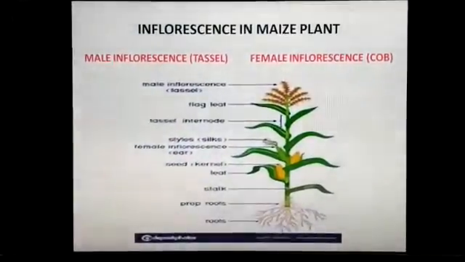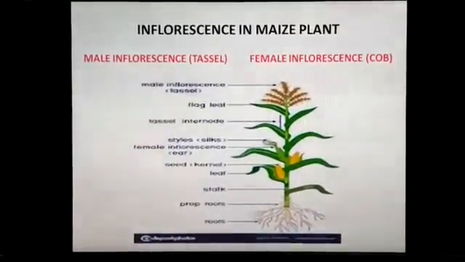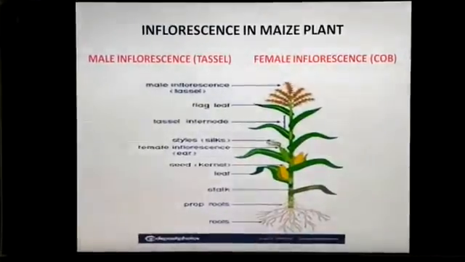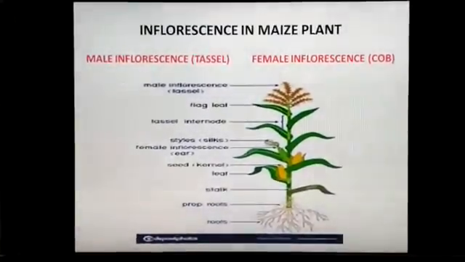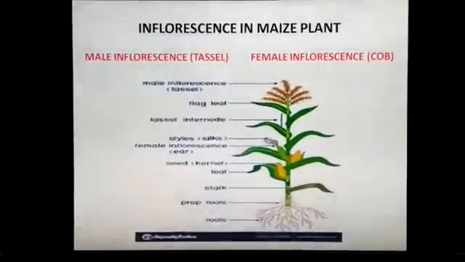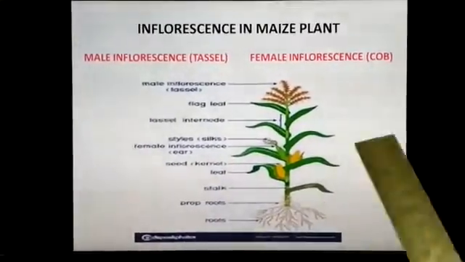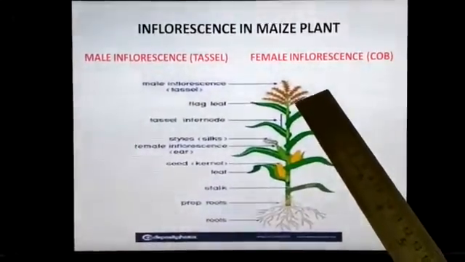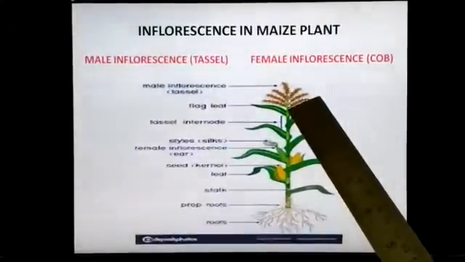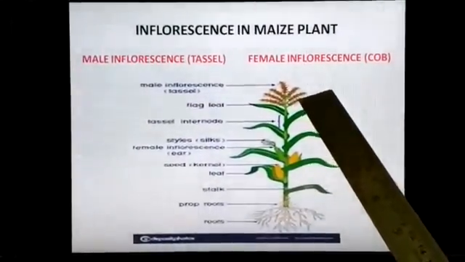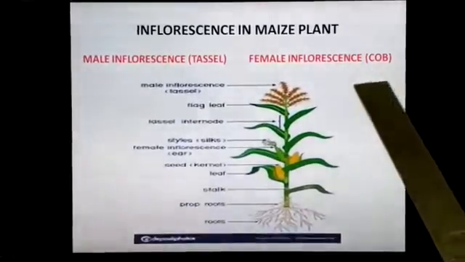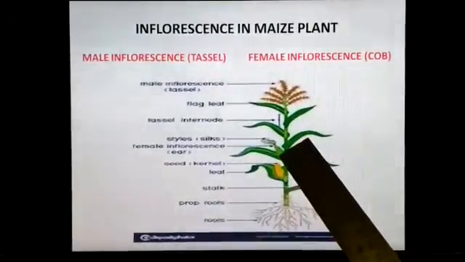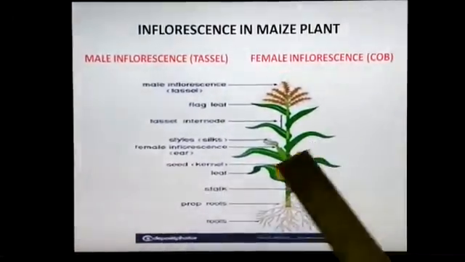And now we come to inflorescence in maize plant. If you remember, we had discussed the sexuality of plants. Maize is a monoecious plant. It means it has male and female flowers growing separately on the same plant. The male inflorescence, called the tassel, is seen growing at the tip of the plant, and the female inflorescence, called the cob, is seen growing at the axil of leaves, and this cob results in the formation of maize corn.